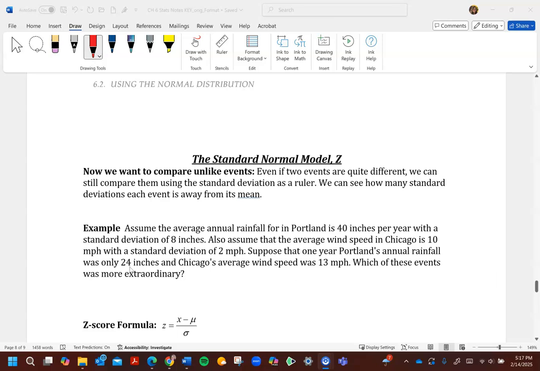So you can tell, like, well, that's pretty low, that 24 inches. That was really on the low end. And wind speed of 13 miles per hour on average compared to 10. How does that compare? Is that a big deal, or which is the bigger deal? So we can use the z-scores to compare how many standard deviations it is away from the mean.